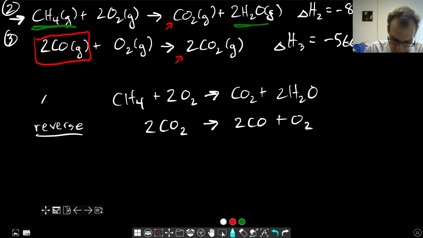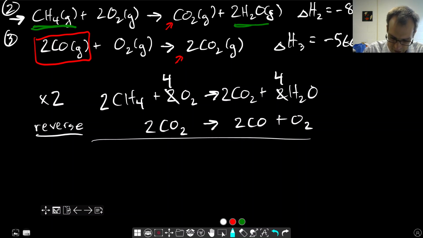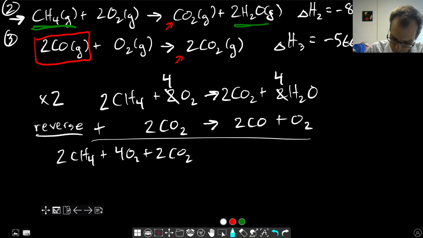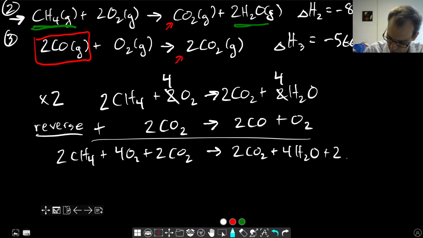So we need to multiply by 2. Right, so this 2CH4, 4, 2, and 4. And now let's add these together and make sure we get the original equation we want. So we're just going to carry everything down and then cancel out things that show up on both sides of the equation. So we have 2CH4 plus 4O2 plus 2CO2 produces 2CO2 plus 4H2O plus 2CO plus O2.